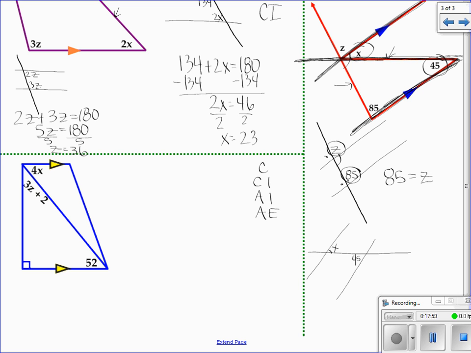Okay, so are they equal or supplementary? There's only one set that aren't equal, that are supplementary. Which ones are they? These are the only ones that aren't equal to each other.